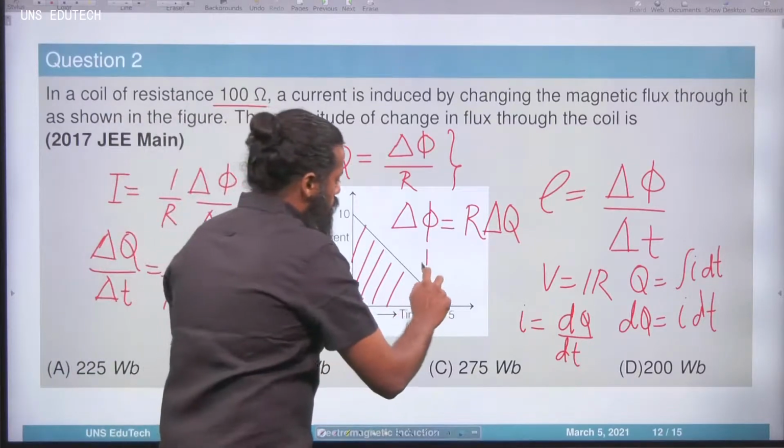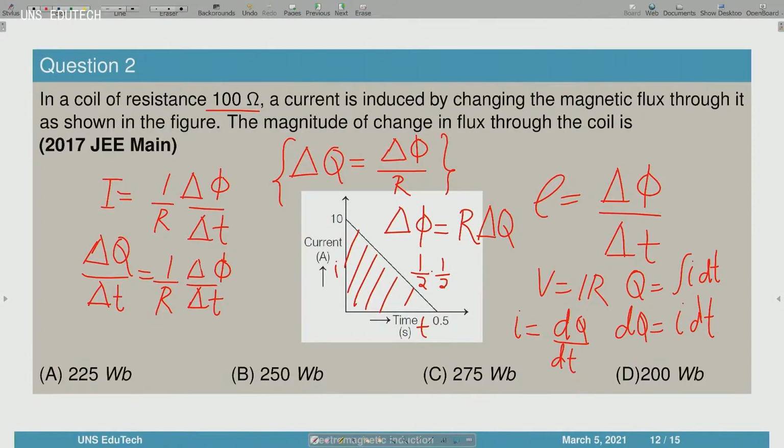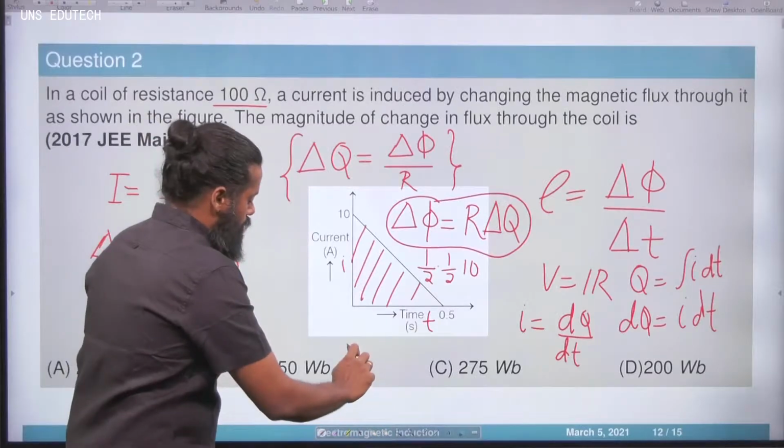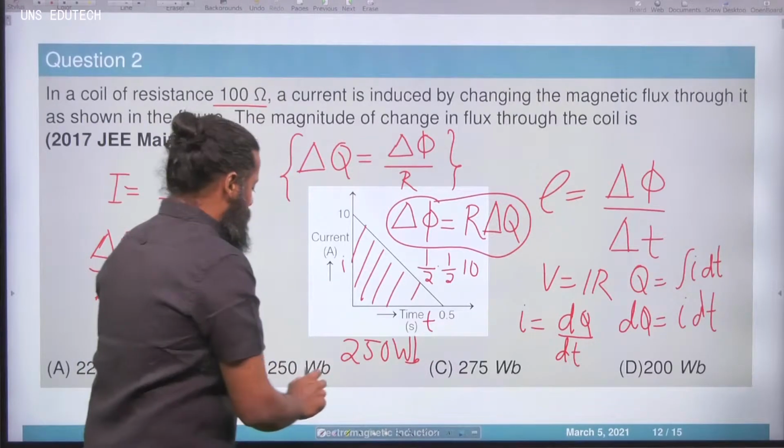So half into, how much is the base? The base is again 1 by 2 or 0.5. Half into base into height is nothing but 10. So this answer will be 10 by 4 or 2.5. So you can say that delta phi will be equal to 10 by 4 into 100, or 2.5 into 100. The answer will be 250 Weber. Okay, 250 Weber will be the answer.